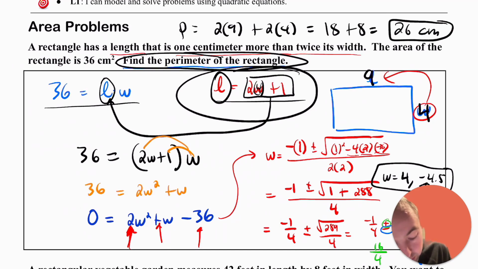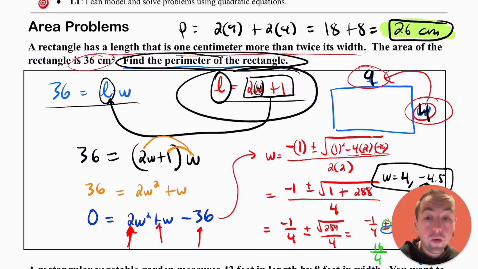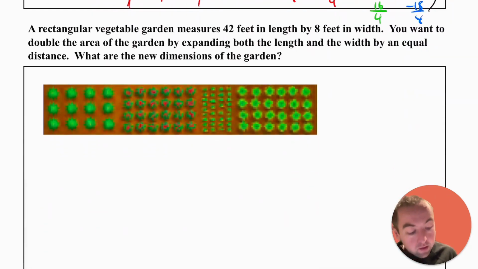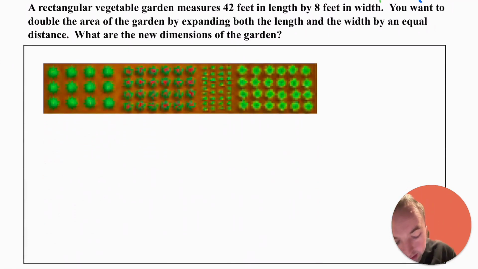One other thing that you might want to just kind of think about to verify that this all makes sense too is that when you do have the dimensions 9 and 4, that area of 36 centimeters squared definitely holds, right? Because 9 times 4 does give you that area of 36. Okay? All right, so that kind of finishes up that particular problem right there. So we'll jump to this second example right here.